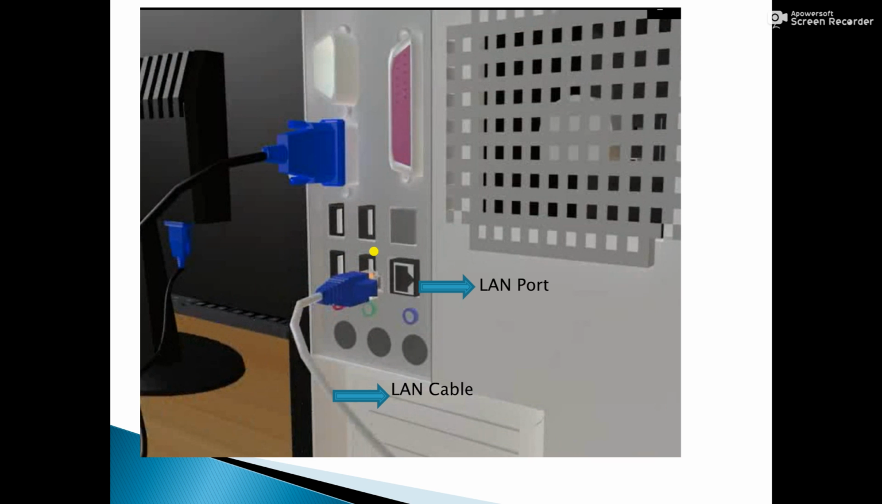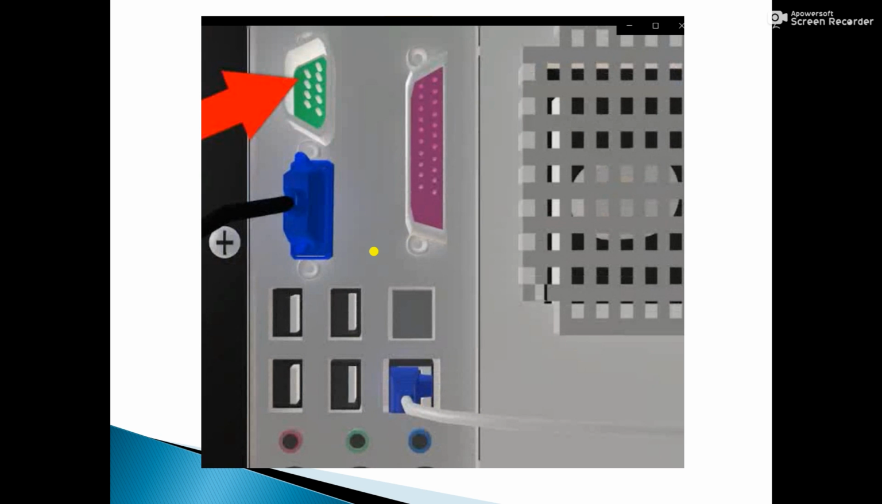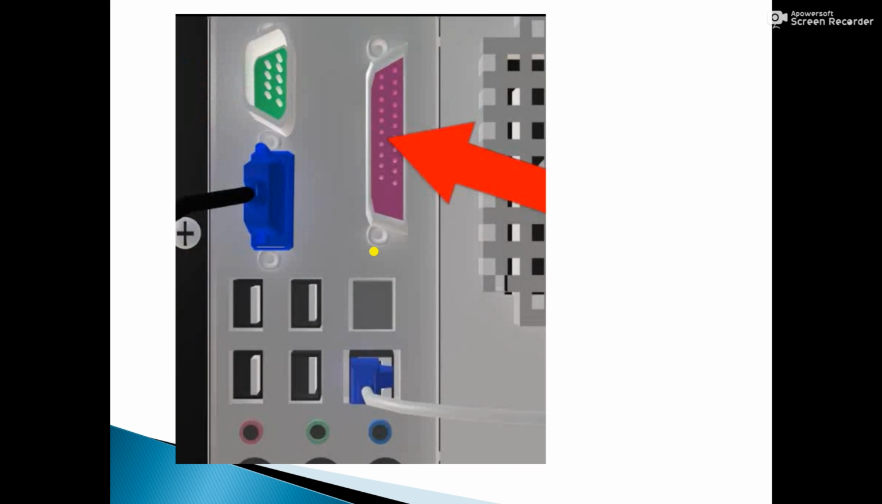This is the LAN cable and LAN port. It is a wired connection that allows the computer to connect to the network. This is the serial port, which is used for connecting PDs and modem and other serial devices. This is the parallel port. It is used to connect devices like printer, scanner, etc.